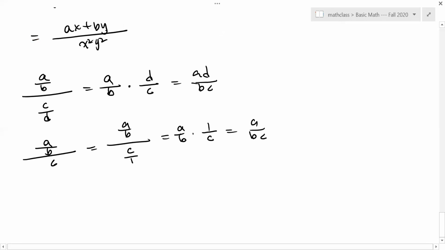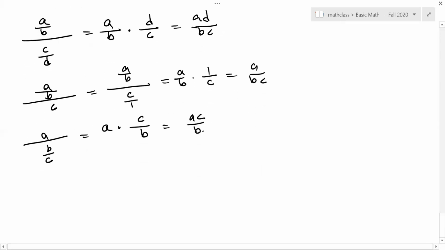And then another one is a over b over c. How about this, right? And this one, a is a number, it's not a fraction, right? So this will be a times c over b. So it'll be ac over b, okay? Good, thank you, Eric.